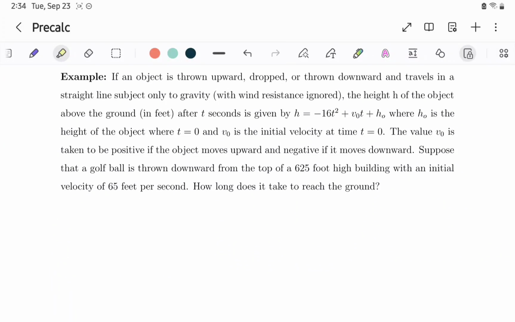Okay, moving on with our examples. In the next few examples, we are going to be looking at some word problems involving quadratic functions.